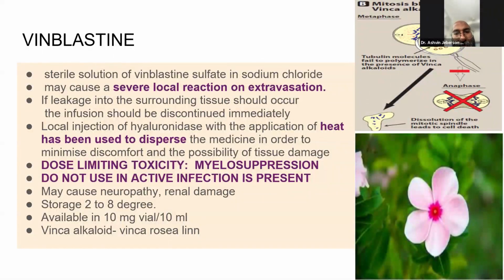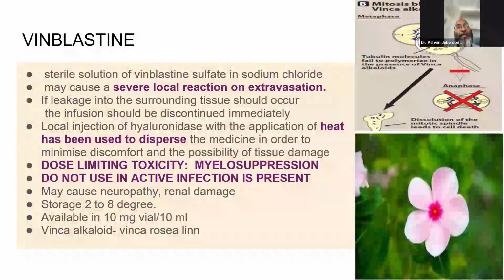The dose limiting toxicity will be myelosuppression. You have to ensure that the IV line is properly secured, because if you have any extravasation, you have to be careful. Here we have to inject hyaluronidase locally and then apply heat, to minimize the tissue damage. For all the vinca alkaloids, the mechanism of action is that they inhibit polymerization.